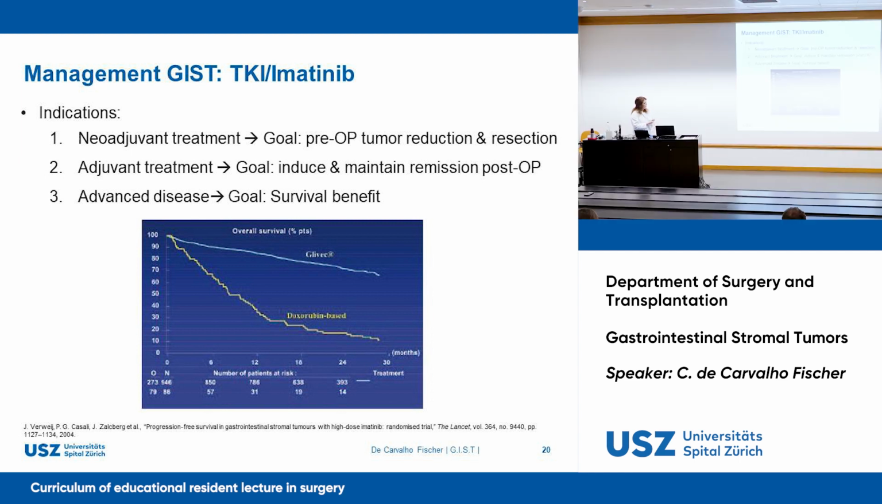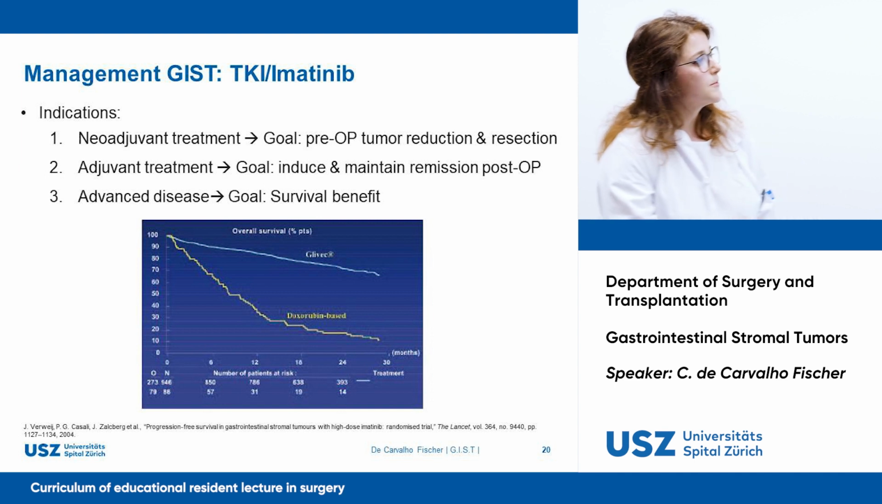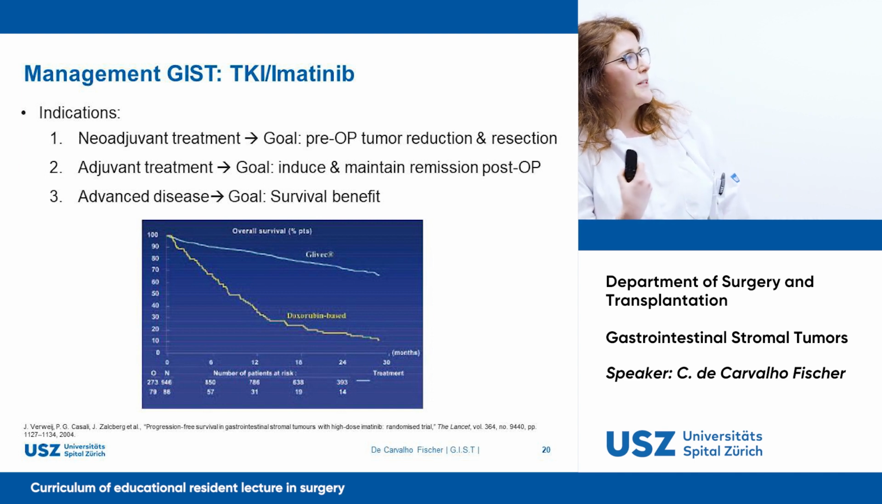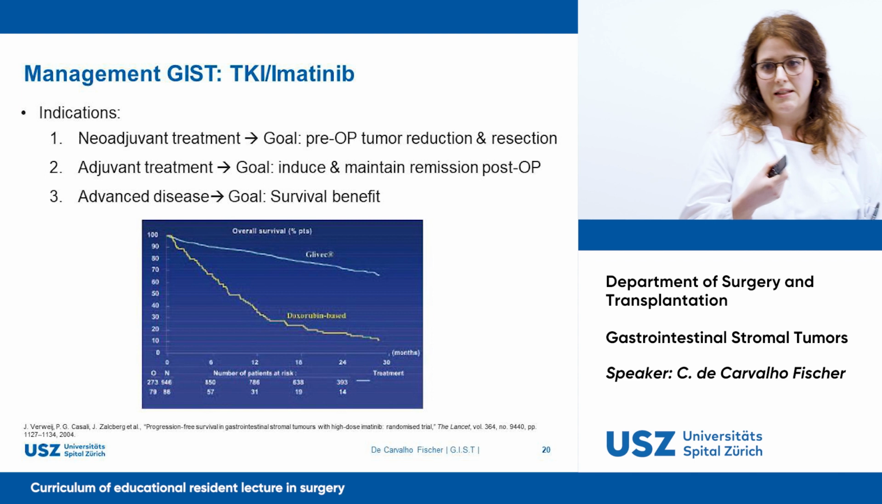This was quite an important study published in Lancet in 2004 that compared imatinib, the main tyrosine kinase inhibitor, to a doxorubicin-based chemotherapy, and we can see that imatinib dramatically improved survival.